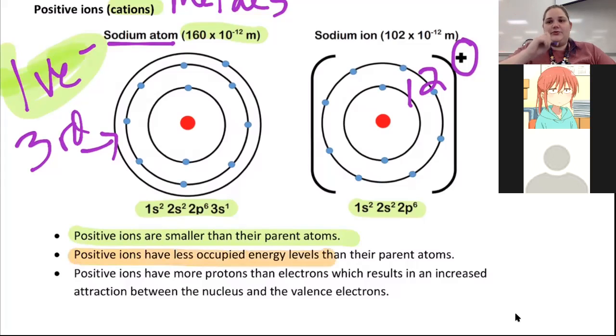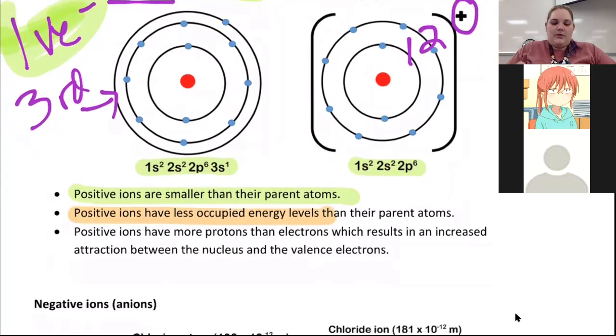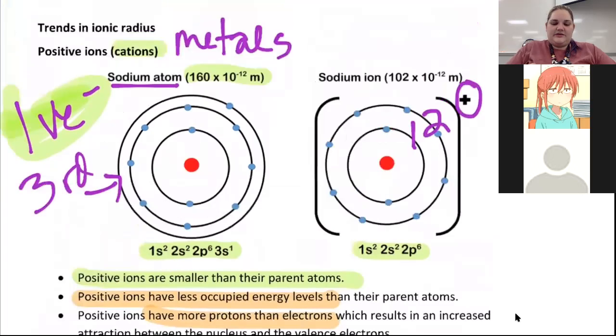atoms because they always lose whatever valence electrons they have. And so when they lose the valence electrons, number one, they lose that energy level, but then also it affects that nuclear charge, that attraction, because positive ions have more protons than electrons. So if I were to compare these two, this sodium atom over here has 11 protons and 11 electrons, okay? Because that's what its atomic number is. Over here, it's still sodium, so it still has 11 protons, but it lost a valence electron. So now it only has 10 electrons.